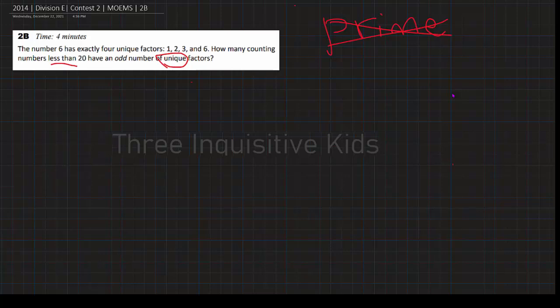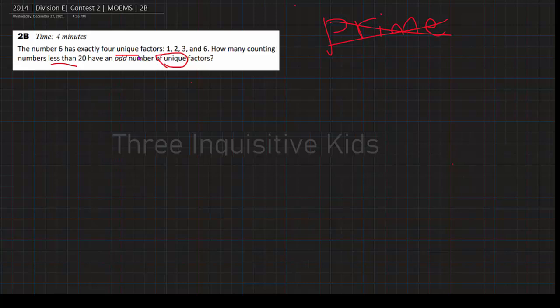So if it's not a prime number, then it's got to have an even number of factors, right? I mean, each factor pairs with another, so it must be even. You're right, but not fully, because you remember, it's unique factors.